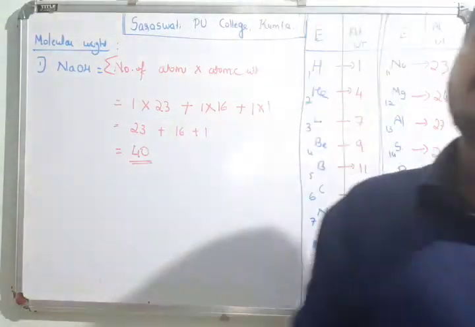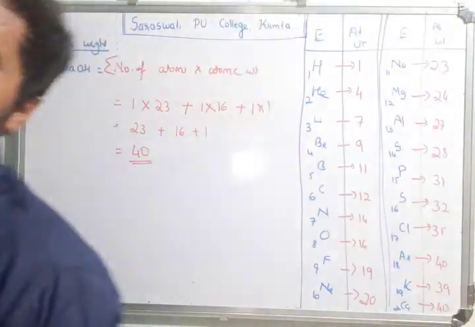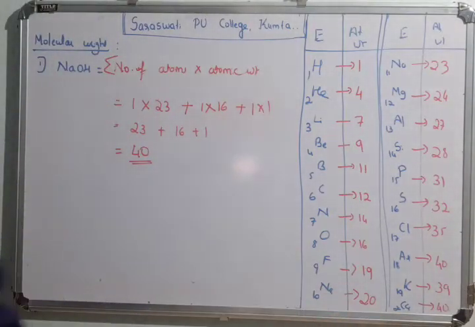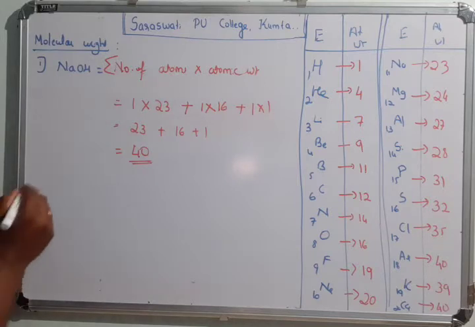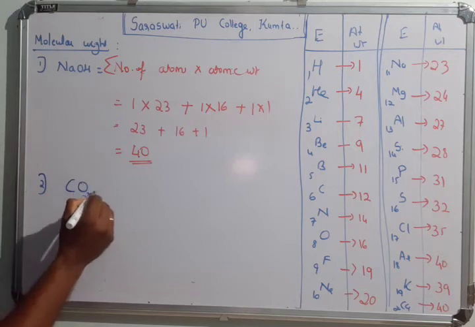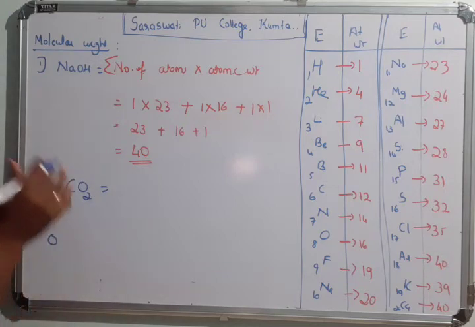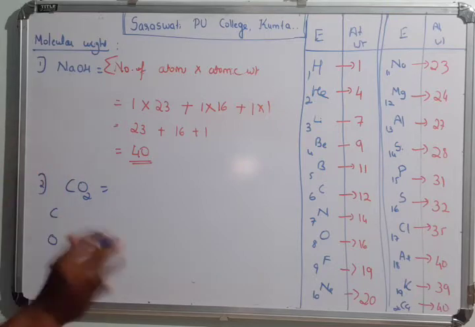Now let us do one thing. This is the simplest one, that contains only one single atom. Very easy. Now let us go for different examples where it contains more than one. Let us take one simple one. Let us find the molecular weight of carbon dioxide. Got it? So it contains carbon and it contains oxygen. It's an easy one still.